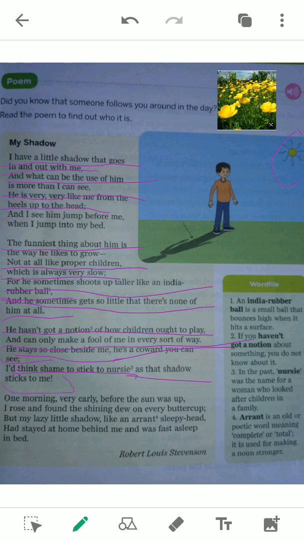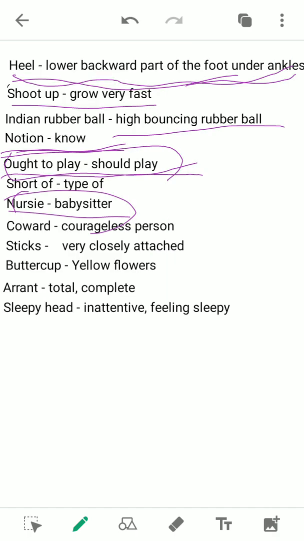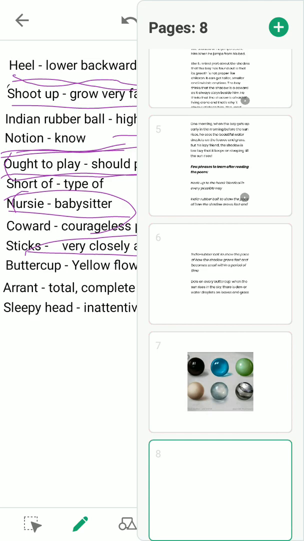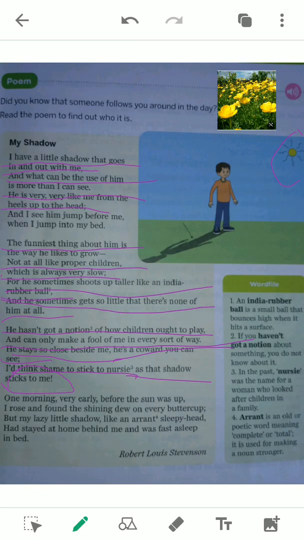The shadow, whenever he goes, always sticks to him. Stick to him means here stays very closely attached. Who stays very closely attached? The shadow. With whom? With the boy. That's why he thinks that it is very disgusting that the shadow always stays closely attached with the boy. It is very simple.